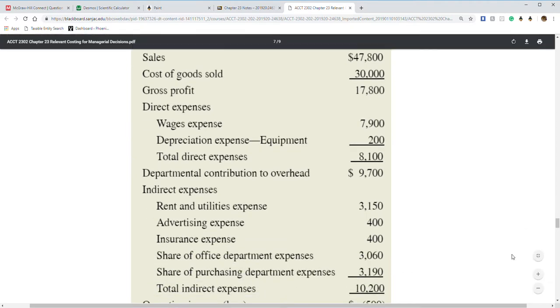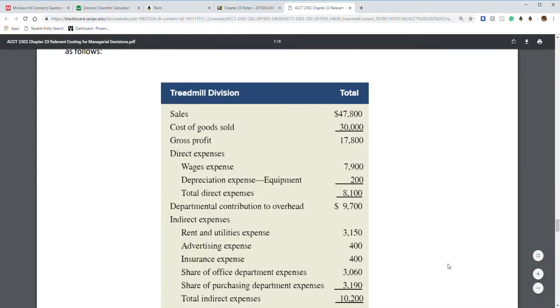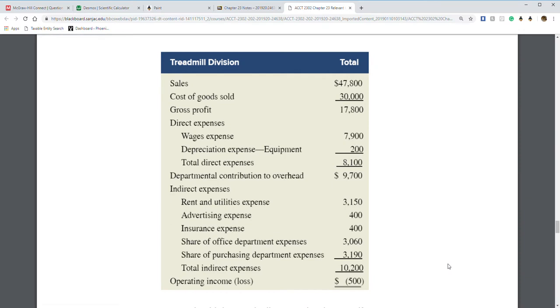So of course, just like in prior chapters, we bring in the income statement for our division. And of course, it's got sales, cost of goods sold, gross profit. It has our direct expenses, the departmental contribution to overhead, and then it has indirect expenses. And from there, that's where they get the $500 loss.